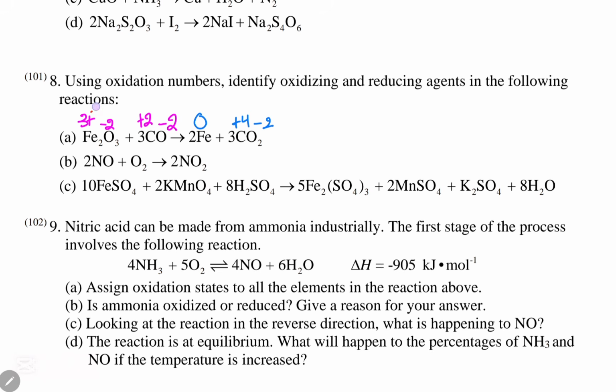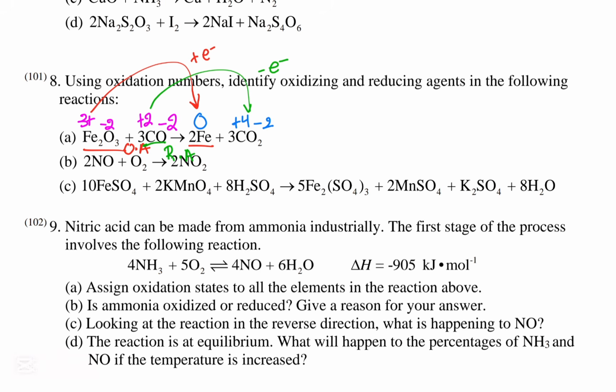So anyways, the plus 3 went to 0. That means it gained electrons. If it gains electrons, that means it's reduced. So Fe2O3 is reduced to Fe. So this is the oxidizing agent. The compound that is reduced is the oxidizing agent. And then here, my carbon goes from plus 2 to plus 4. So it lost electrons. If it loses electrons, then it's oxidized. The compound that is oxidized is my reducing agent. So Fe2O3 is my oxidizing agent because it is reduced, and CO is the reducing agent because it is oxidized, okay?